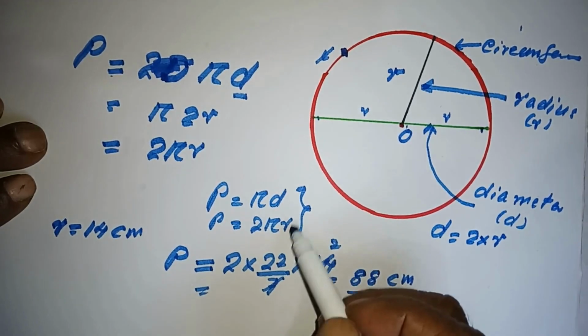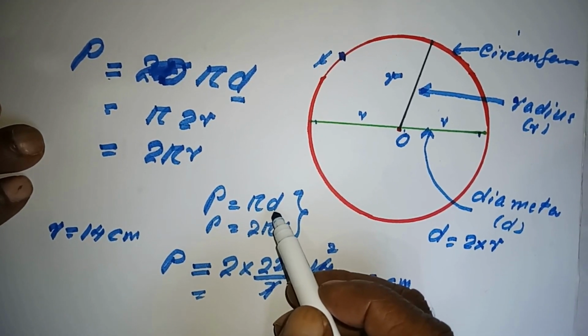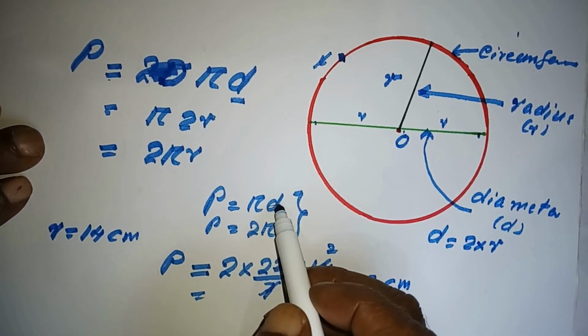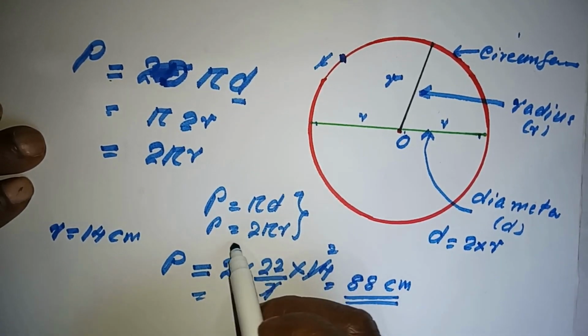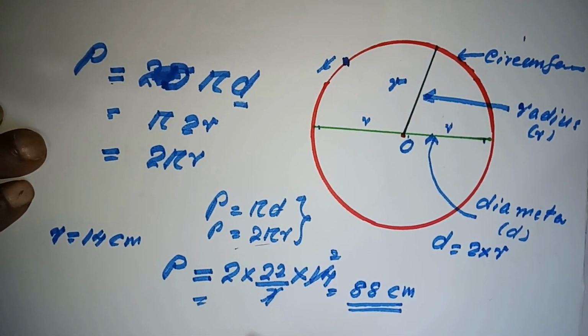This is how you find the perimeter of a circle using this formula. You can use one of these two. When the diameter is given, you can use this formula. When r is given, you can use this formula. That's all.